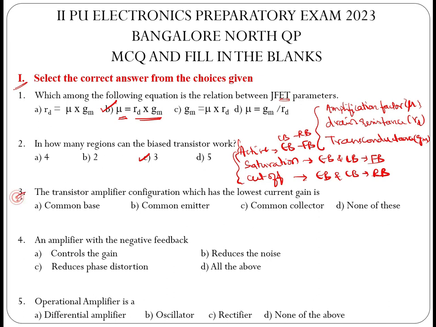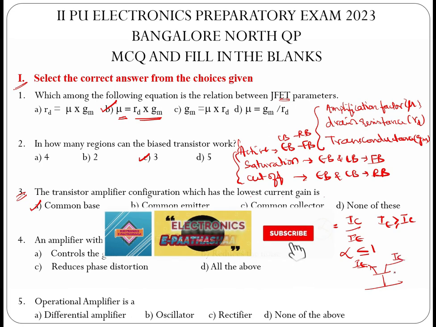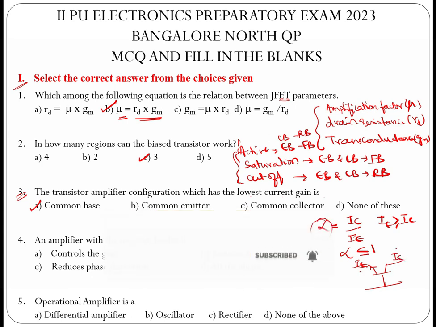The third question, the transistor amplifier configuration which has the lowest current gain is, that is common base amplifier. The reason here is alpha is equal to IC by IE, and IE is always greater than or equal to IC. So alpha is always less than or equal to 1, and alpha is the current gain for common base, because common base configuration comes like this. Emitter current is the input, collector current is the output, and you know current gain is output by input.